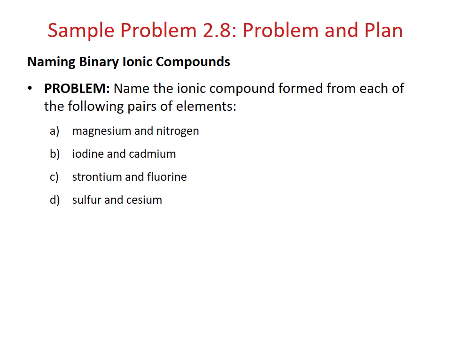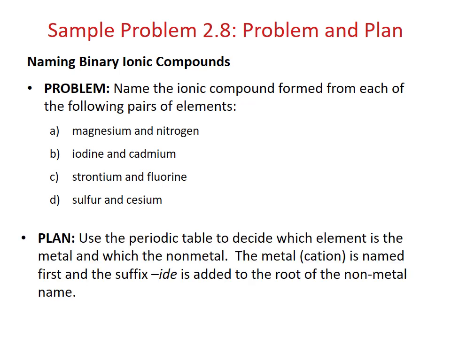Sample problem 2.8. Name the ionic compound formed from each of the following pairs of elements. To answer this question, we need to use the periodic table to decide which element is the metal and which one is the non-metal. The metal, ion, is named first, and for the non-metal, you need to add -ide to the root.